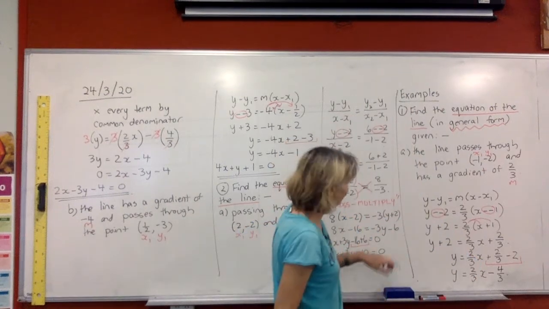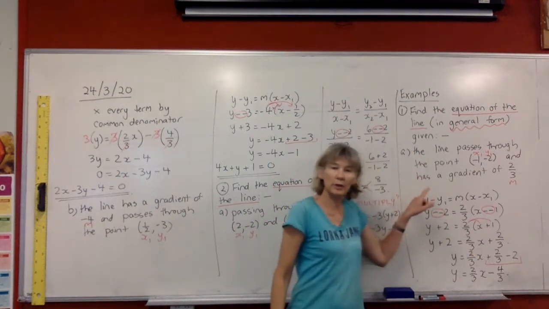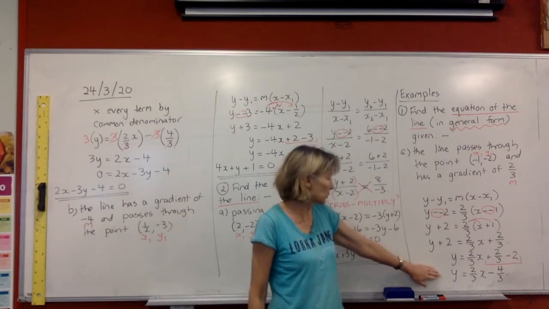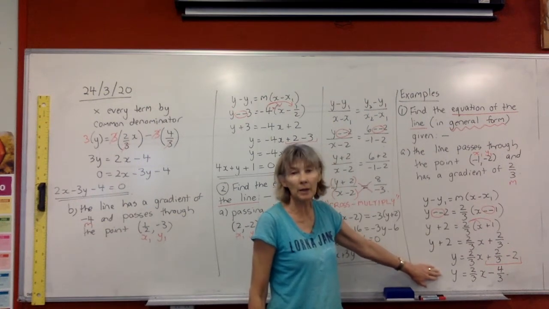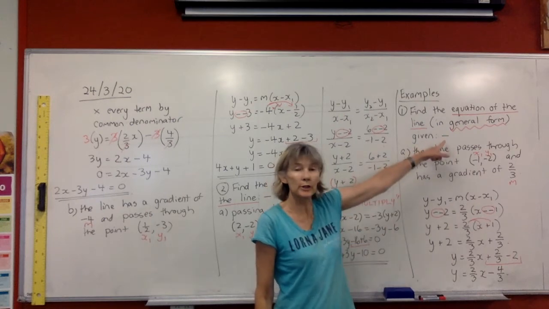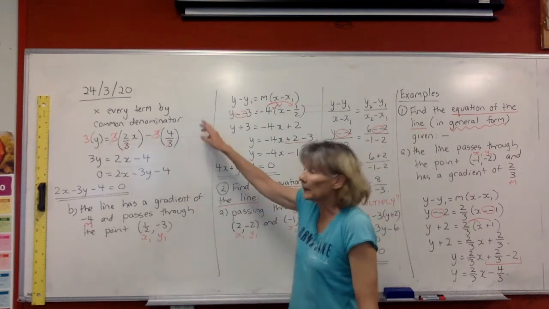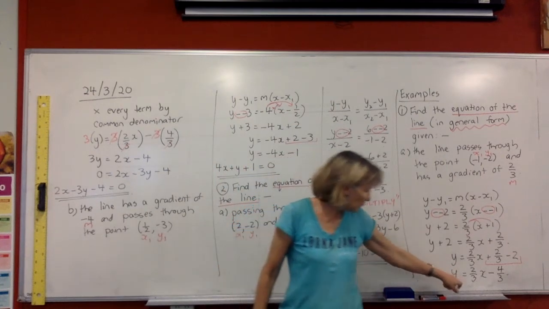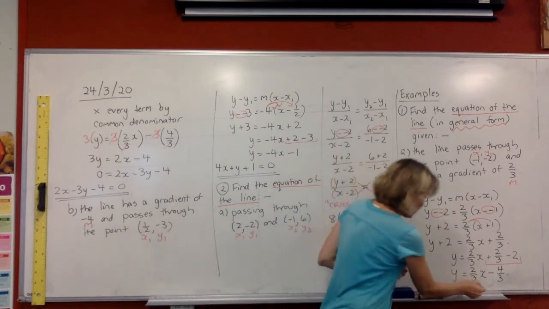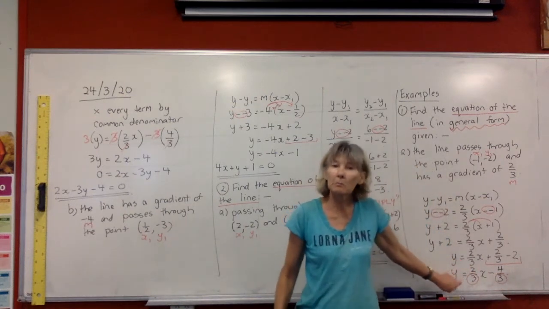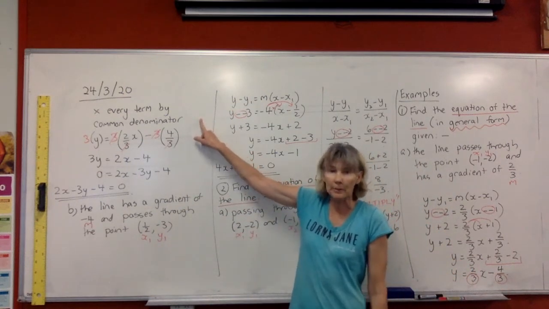I'm back again. So we're continuing on with this question here. We got down to the end here, which is y equals 2/3 x minus 4/3, but the question wants the answer in general form. So we're coming over here, and we're going to get rid of all of these fractions. So we need to multiply every term by the common denominator.